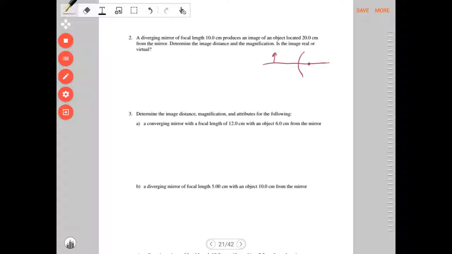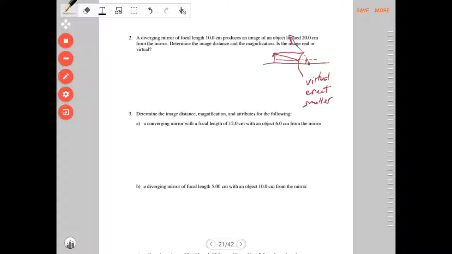So let's draw this. Remember, we draw straight, and then out, and then straight to the focal point, and out. Then we draw the dotted lines. This image is behind the mirror, so it is virtual. So we've already answered that part before doing any of the math. It's virtual, erect or upright, and smaller. Those are the characteristics, so we've already answered the second part.